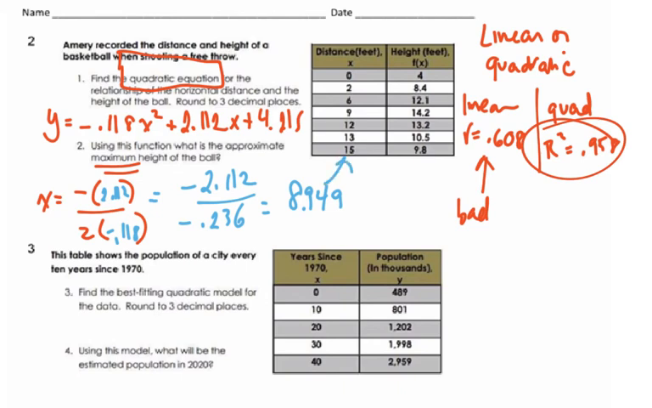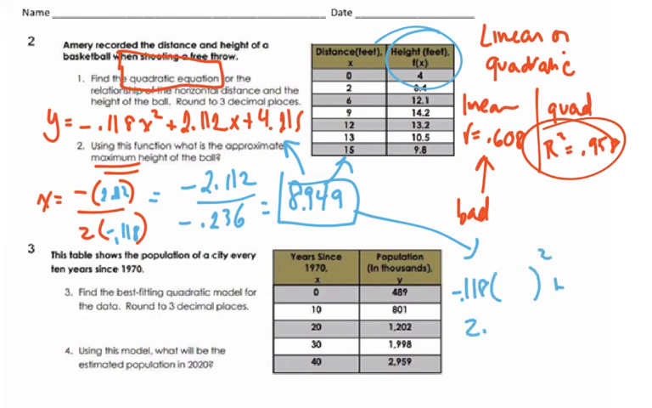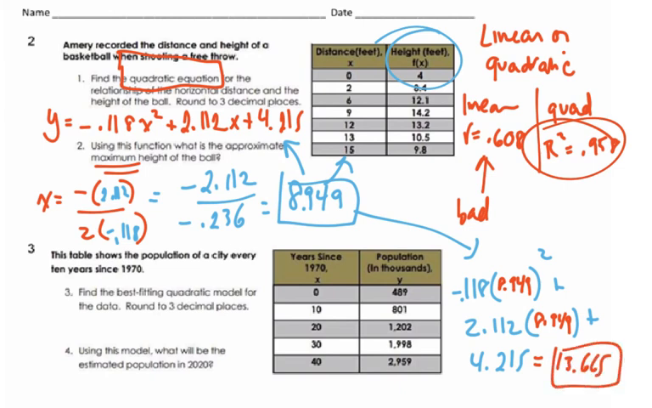That's your distance. This is asking, what is the approximate height of the ball? Okay, so the height is your y value. So we're going to take this x value and just plug it into the original to figure out what the y value is. And it's literally negative 0.118x squared plus 2.112x plus 4.215, which is about 13.665 feet, and that is your y value, which looks pretty reasonable for the data.